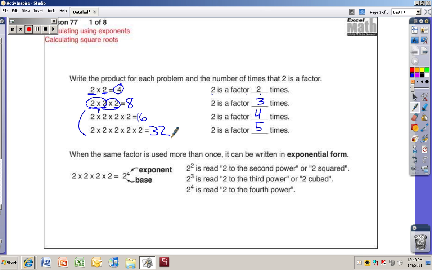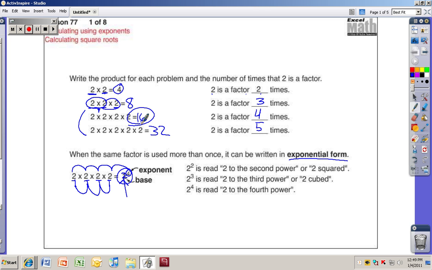Good job, Kaylee. Woohoo! When the same factor is used more than once, it can be written in exponential form. Can you guys say exponential form? Exponential form. So 2 times 2 times 2 times 2 can be written as 2 to the 4th power. This big number, the number that's being multiplied over and over again, is called the base. And the little number here tells us how many of those numbers are being multiplied. Again, the answer here is not 8. It's 2 times 2 times 2 times 2, which is equal to 16, not 8.